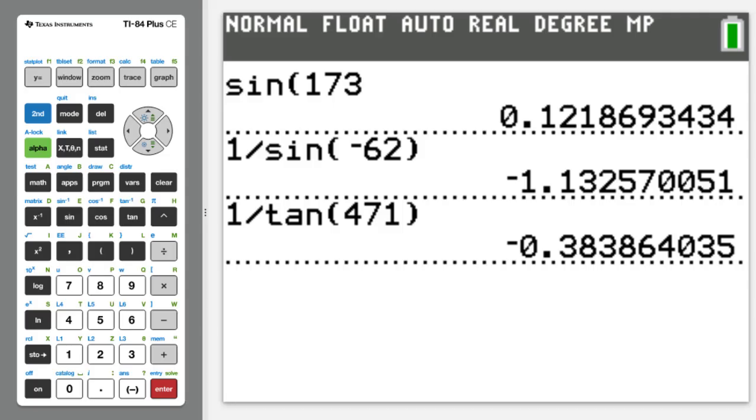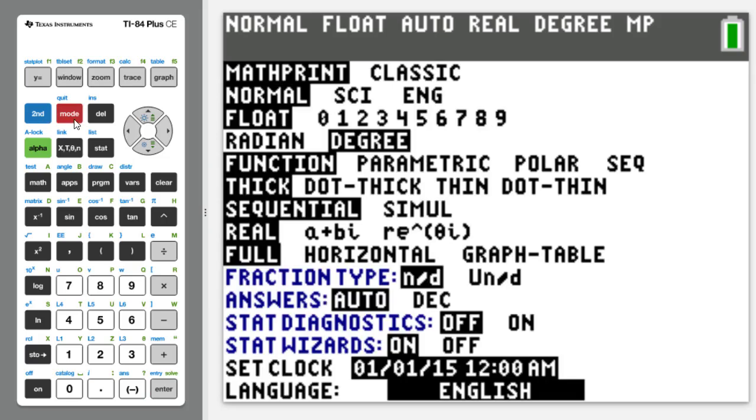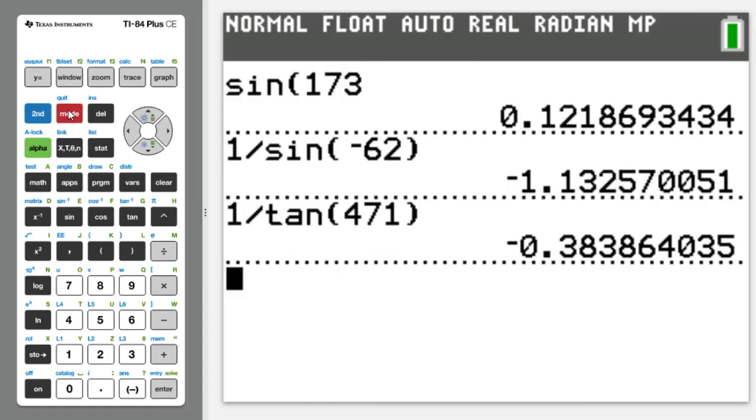Now to show how I would switch back out on the calculator, I would just press mode, which is the button right next to the second feature. I would go down to where it says radian, press enter, and then quit back out, or you can press clear, I believe, and that would also take you back to your main screen. And now I should be able to type in anything I need to.